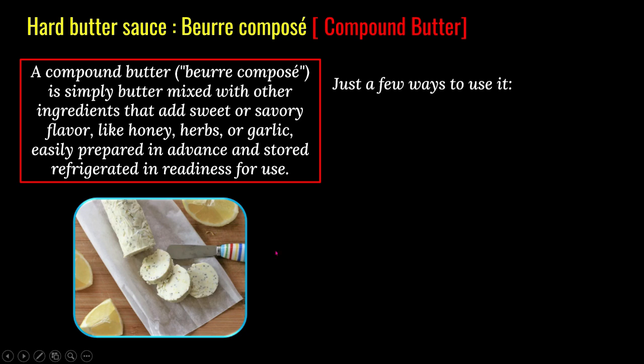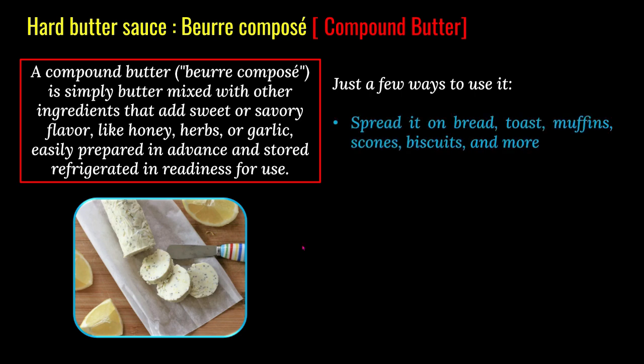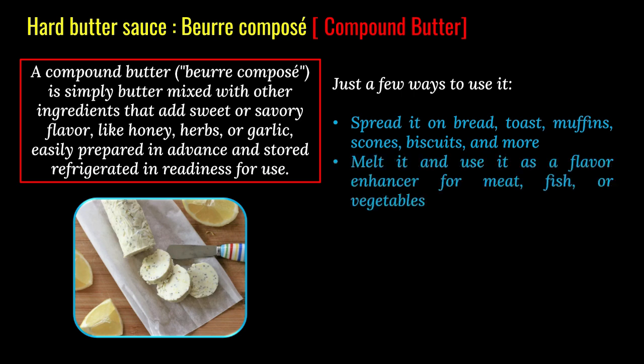How is it to be used? Just a few ways to use it. Spread it on bread, toast, muffins, scones, biscuits, and more. It will melt. And naturally, like we apply butter on the bread for making sandwiches, similarly, you can apply this kind of butter on these items. You'll get an immense taste out of that. You can enjoy the food in a different way then.